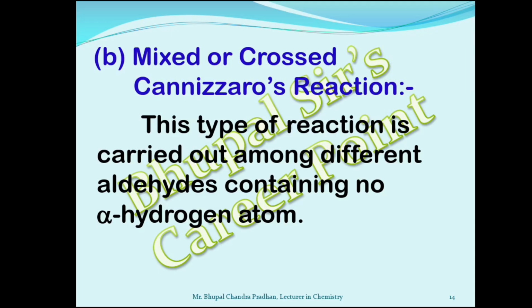In the crossed Cannizzaro reaction among different aldehydes having no alpha hydrogen, one is oxidized and the other is reduced. If the mixture is aliphatic and aromatic, the aliphatic is oxidized to give the acid salt and the aromatic is reduced to give alcohol.